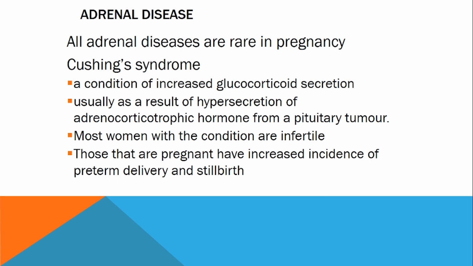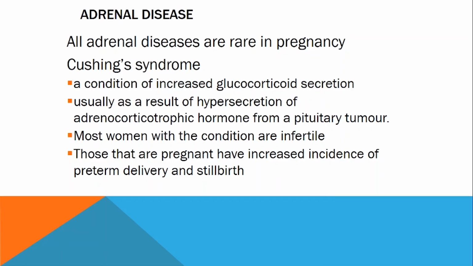Adrenal disease. All adrenal diseases are rare in pregnancy, but one of the commonest adrenal disorders in pregnancy is Cushing syndrome. It's a condition of increased glucocorticoid secretion, usually as a result of hypersecretion of adrenocorticotropic hormone from a pituitary tumor. Most women with this condition are infertile, but among the infertile, some of them will still get pregnant, and the condition tends to coexist with pregnancy. Those that are pregnant have increased incidence of preterm delivery and stillbirth.